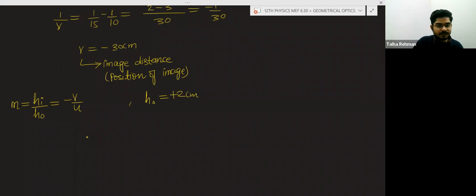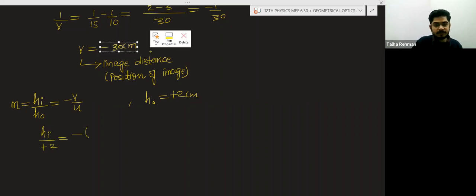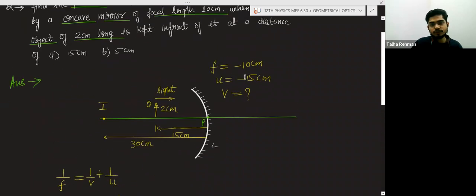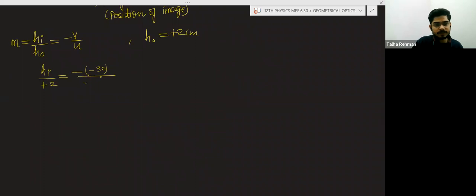Now equate this relation. First find the magnification by this minus v by u, or whichever way you want to solve. So I will write it as height of image divided by height of object. Height of image we want to find. We will not put any sign for height of image because this is the unknown thing. Height of the object is plus 2. So minus, now we know the position of the image, and with sign we will put minus 30. And what is the object distance? Object distance u is minus 15. So you will put here minus 15.